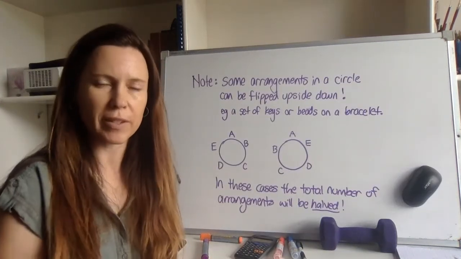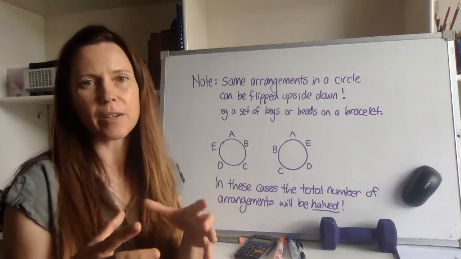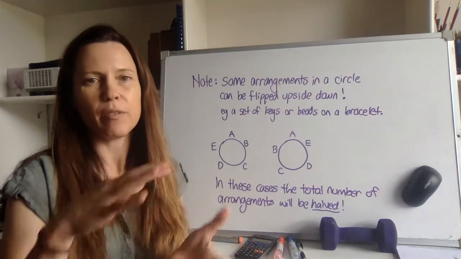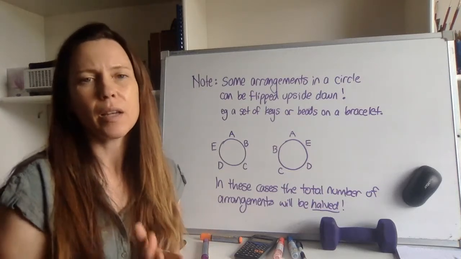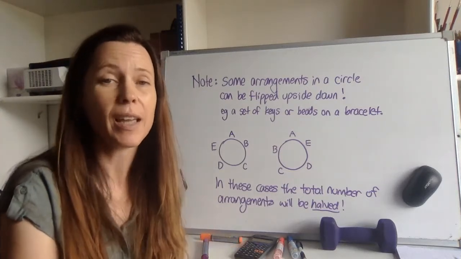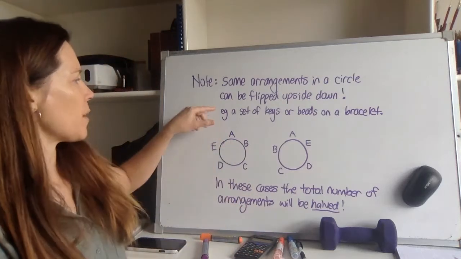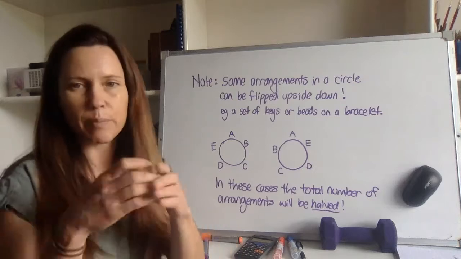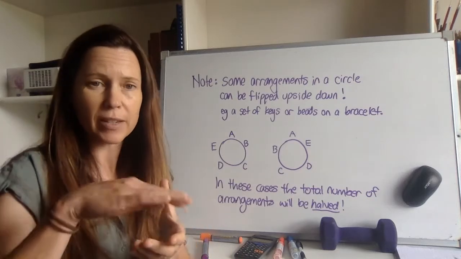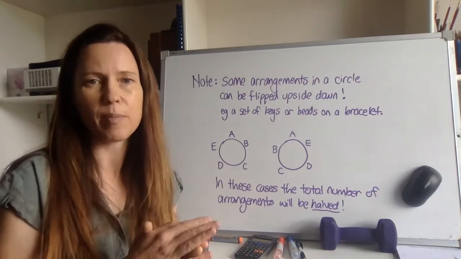Now there's only one other little thing to note. When you've got arrangements in a circle, if you've got people seated around a table, say, you're not going to flip that table upside down and all the people around it. It sort of doesn't make sense. But some arrangements in a circle can be flipped upside down. So good examples would be a set of keys that you can look at up either way, or perhaps beads arranged around a bracelet. You can look at that bracelet equally from either side.